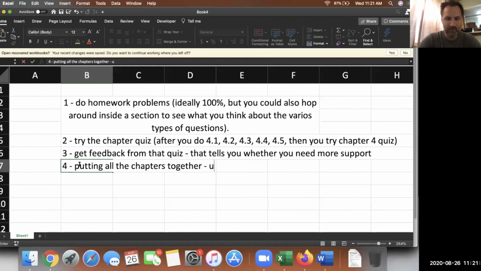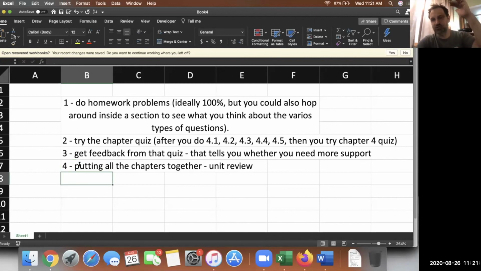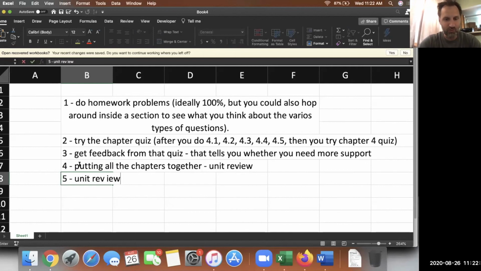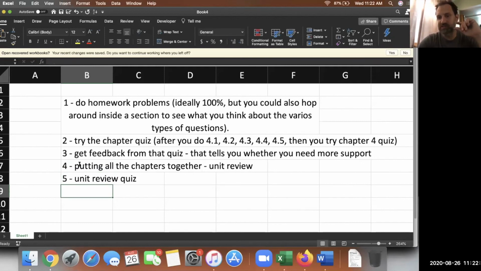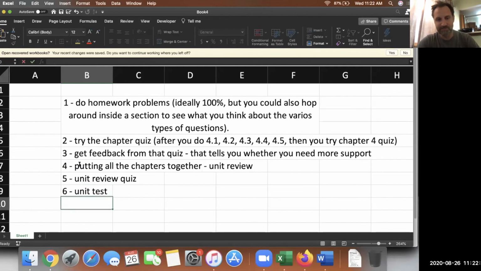And that's where the unit review comes in. For the unit review, you have to scroll through your assignments to get down to the unit 1 review, but you can look at those questions and do them all at once. That's the idea. Then there's actually a level beyond that, which is the unit review quiz. That's a little bit shorter assignment, but again, it's a collection of everything from all of the chapters on the test. And then the final thing is the unit test.